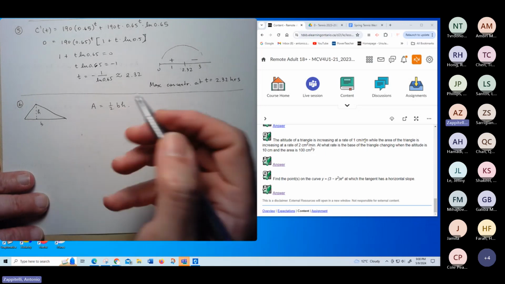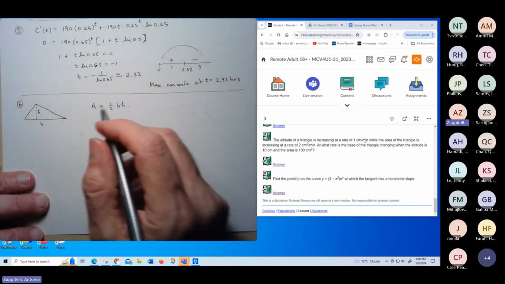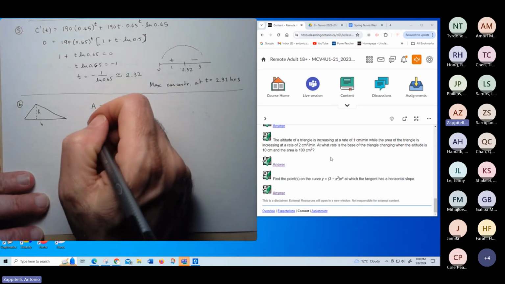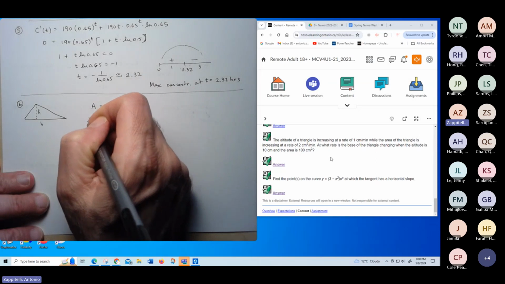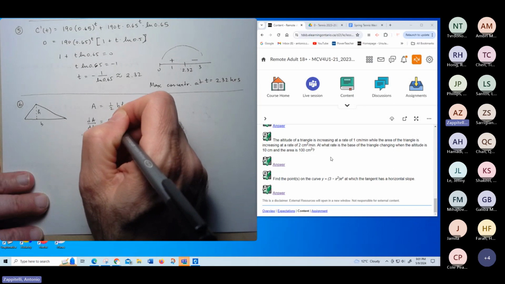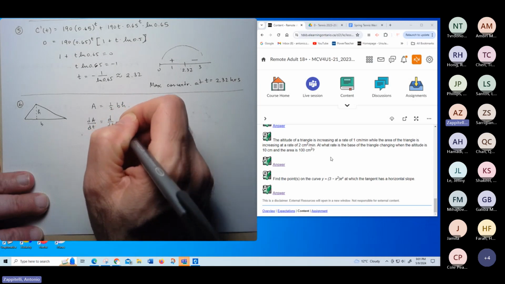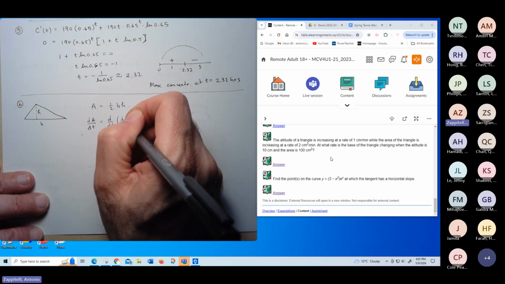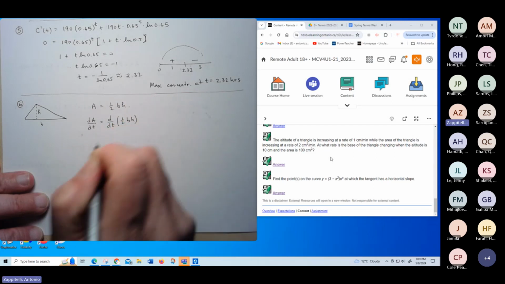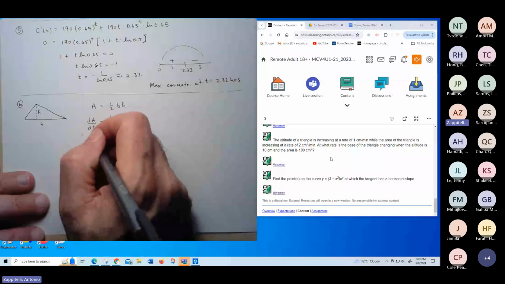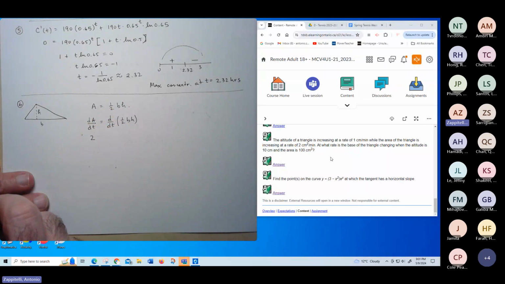I know the derivative of the area because they tell me it's increasing at 2 centimeters squared per minute. So it makes sense to take the derivative of the area with respect to time. But of course, that means I have to take the derivative of the other side, because whatever I do to one side, I have to do to the other side. And I know already that this is just equal to 2, centimeters squared per minute, they gave it to me.